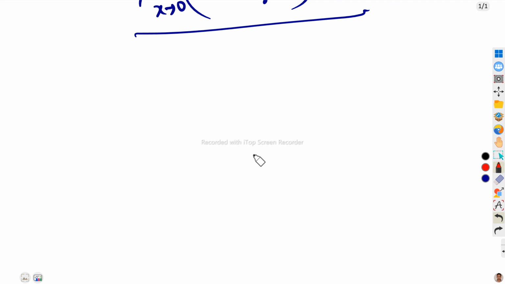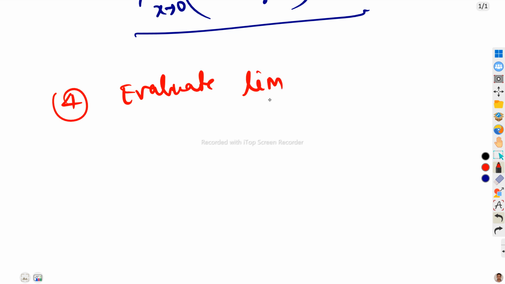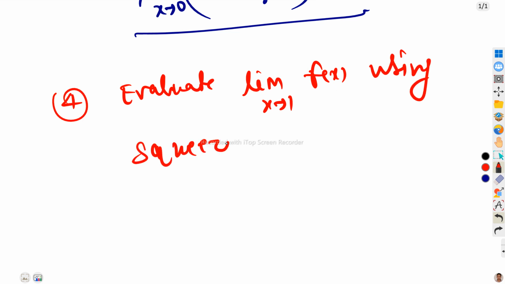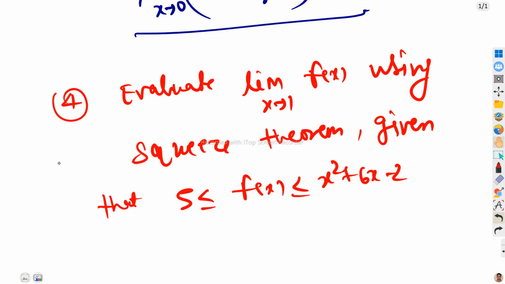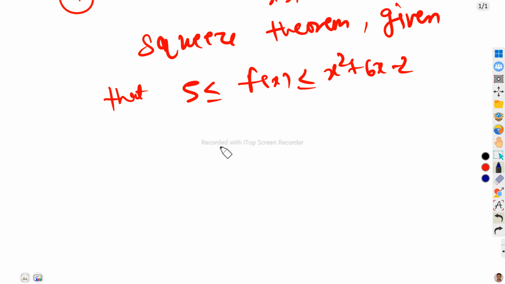Thus we have solved these three examples. We have one more example, the fourth. Evaluate the limit as x tends to 1 of f(x) using the squeeze theorem, given that 5 is less than or equal to f(x), and f(x) is less than or equal to x square plus 6x minus 2. So we have to find the limit as x tends to 1 of f(x).